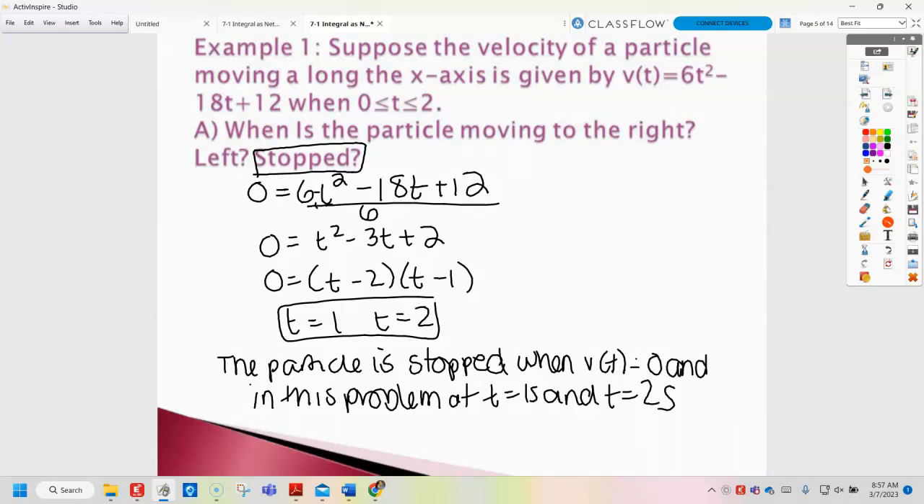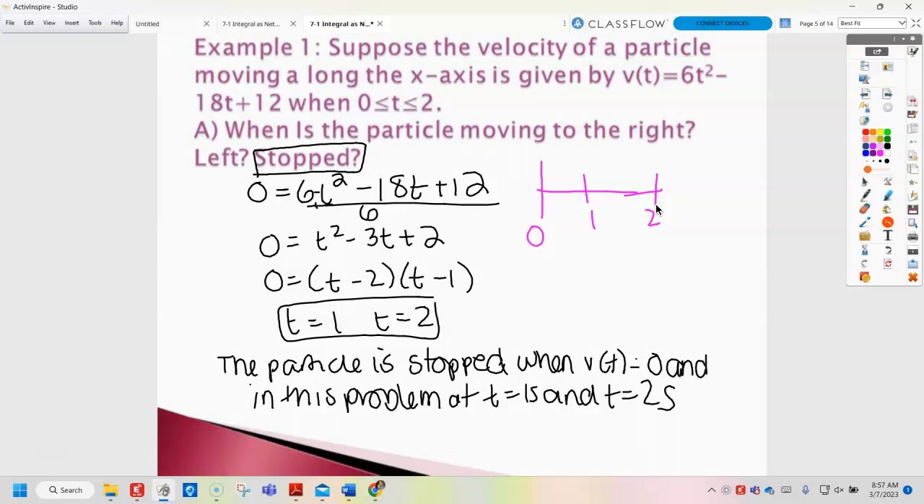So then to figure out if it's moving to the left or to the right, we have to look at the sign and determine if the sign is positive or negative. So we only actually care about 0 to 2. I'm going to start my little sign graph at 0, and then I only need to go out to 2. So I need to know what's happening from 0 to 1 and what's happening from 1 to 2.